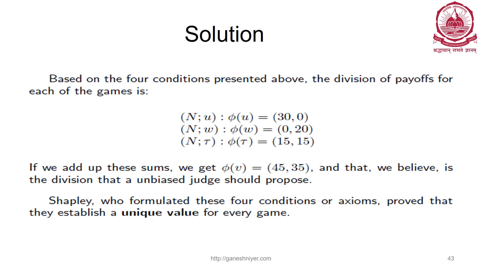The answers are like this. Individually, phi of U was 30 because others were contributing 0. Phi of W is 20 for the second player. Phi of T is a symmetric division between two players, and the third player, who is a null player, gets nothing. For V, it is 45 and 35. So instead of analyzing V as a bigger game, by analyzing the smaller games, we can sum them up to get the value following the fourth axiom.